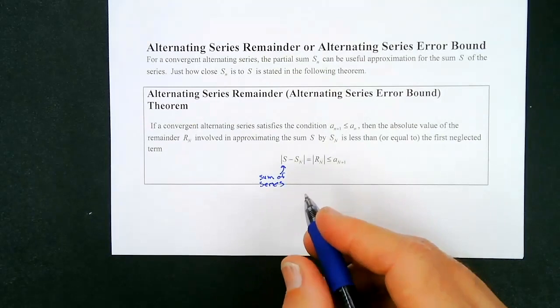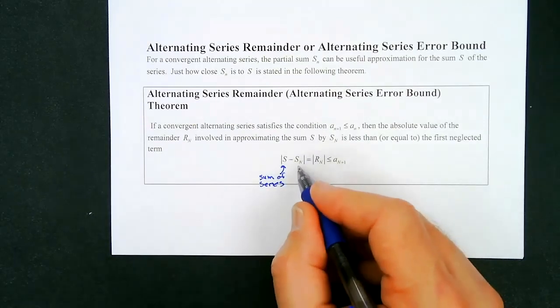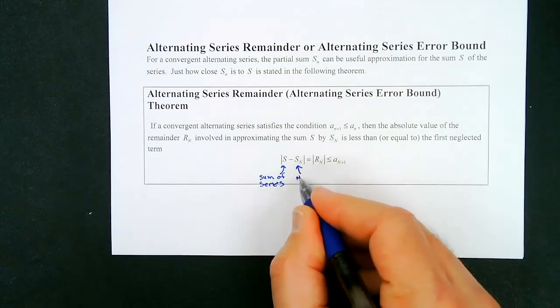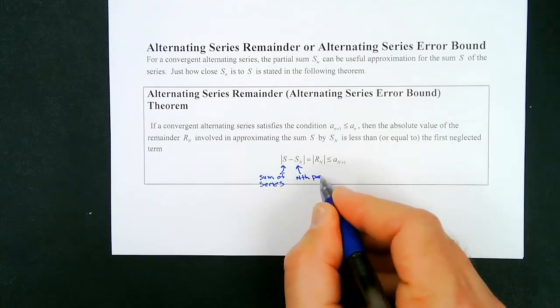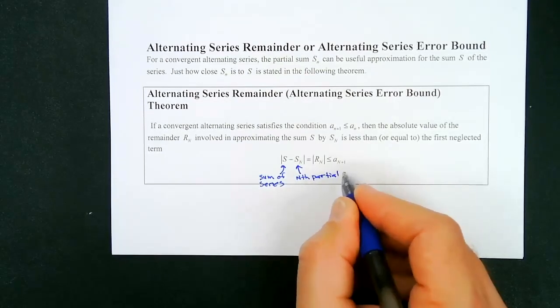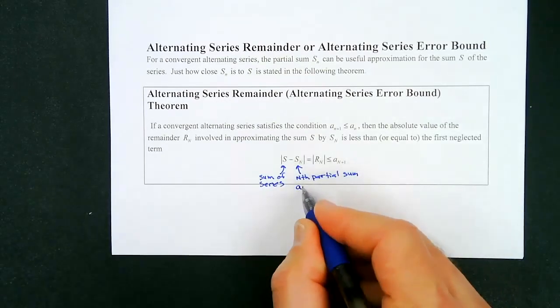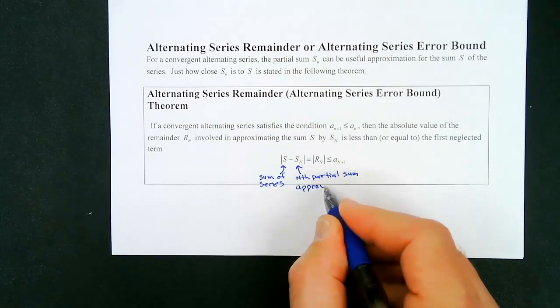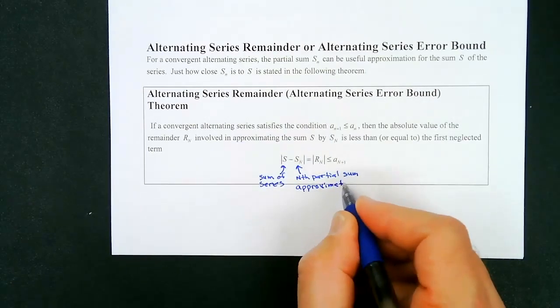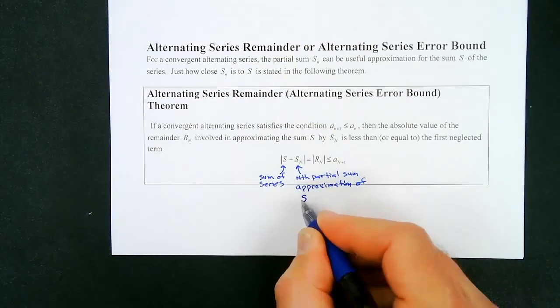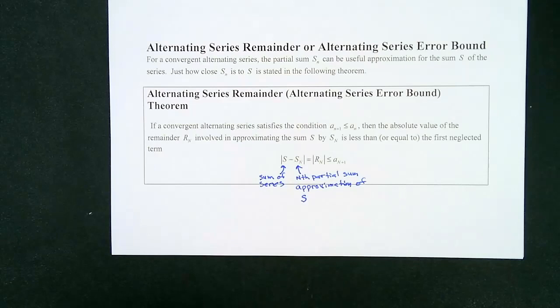Okay, and this is the nth partial sum. This S sub n is the nth partial sum, and it's an approximation of the actual sum that we're calling S, okay?